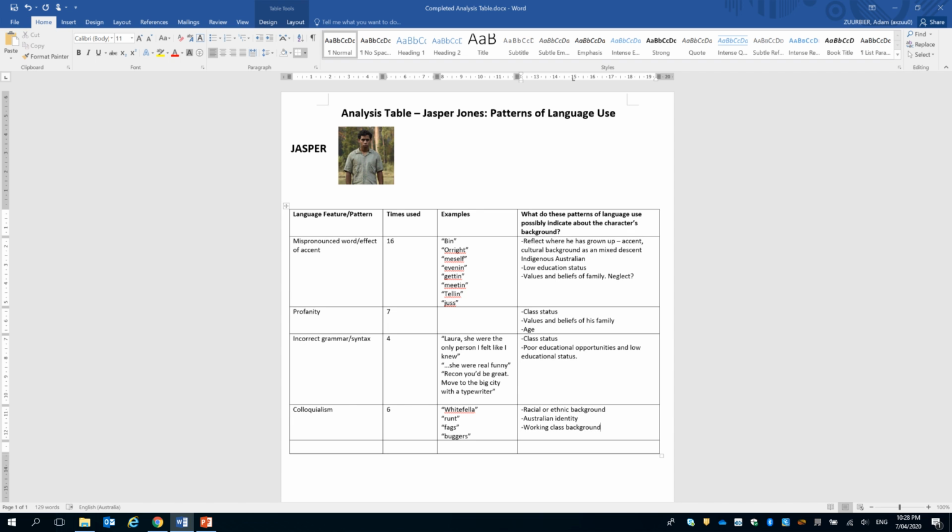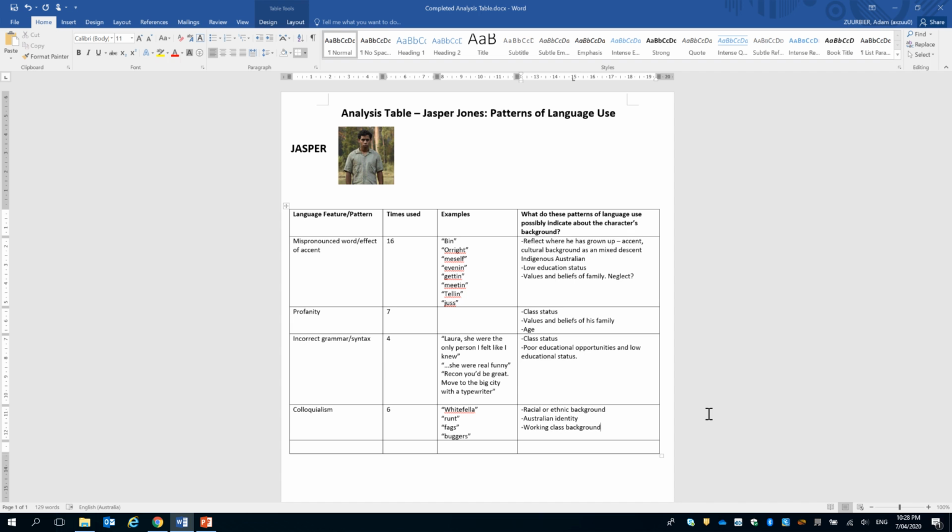Okay, so there we go. We've had a look at his patterns of language, and identified his patterns of language use, and then we've thought about what these patterns of language use possibly indicate about him as a character. Okay, and the analysis that we've done suggests that his use of mispronounced words and the effects of his accent reflect where he's grown up as an Australian, and also his cultural background as a mixed descent Indigenous Australian boy. Could also reflect his low education status and the values and beliefs of his family, and that his language is not being corrected by his parents growing up, which could reflect his neglect as a child.